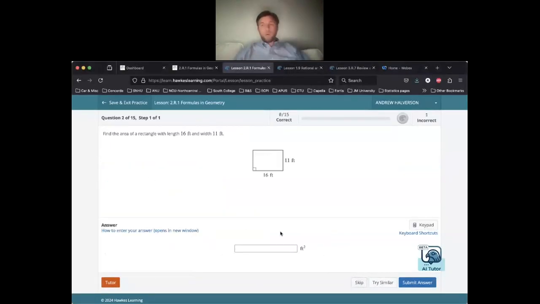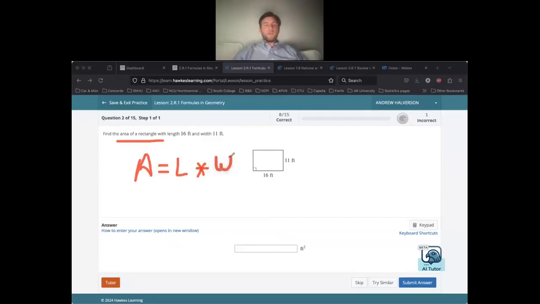So let's continue forward just a little bit. We've got a couple more minutes. Take a look at the problem. It says find the area of a rectangle. What's the formula for the area of a rectangle? Area equals length times width. So it wants us to find the area, so we don't know what the A is. That's what we're trying to find. What's my length? What's my width? Your length is 16 and your width would be 11.